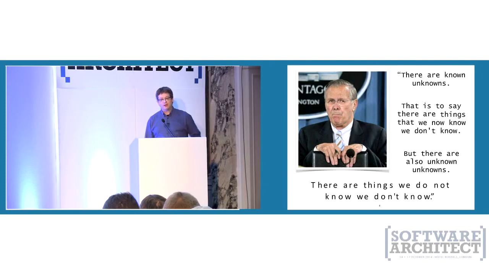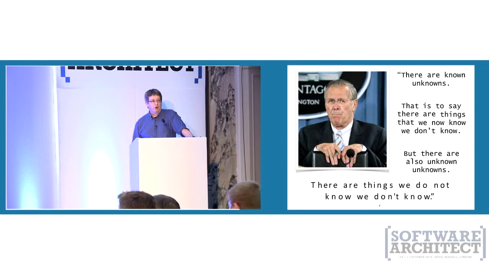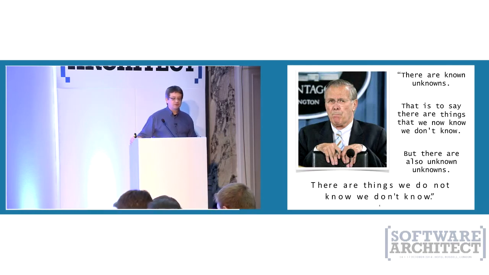But I'm going to start with the poetry of Donald Rumsfeld, who very famously said, "There are known unknowns." That is to say, there are things that we now know we don't know, but there are also unknown unknowns. There are things we do not know that we don't know. And he didn't realize it at the time, but he was really talking about software when he said this, because this, it turns out, is the killer characteristic of software.